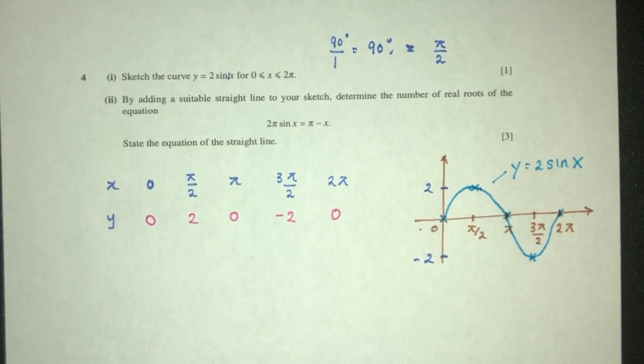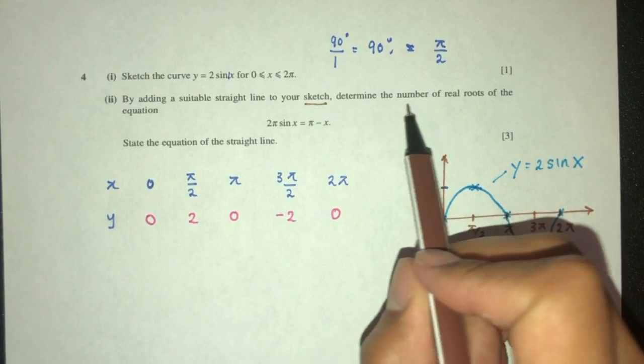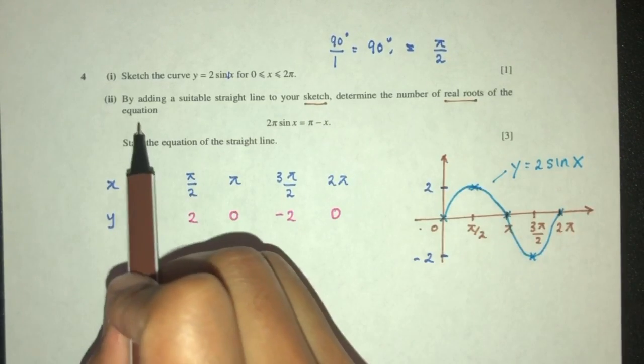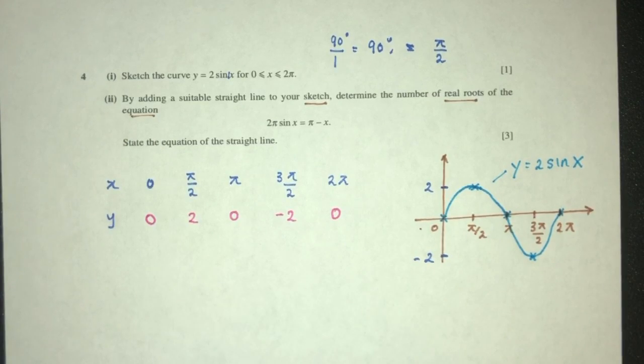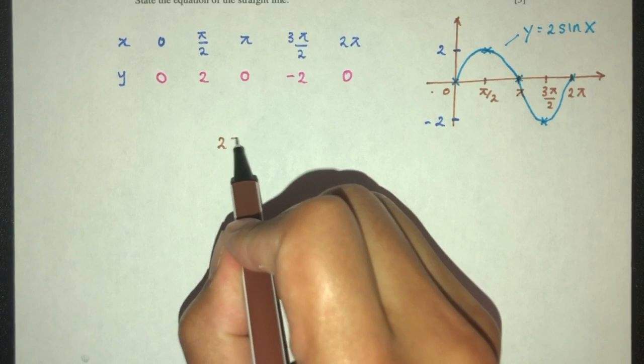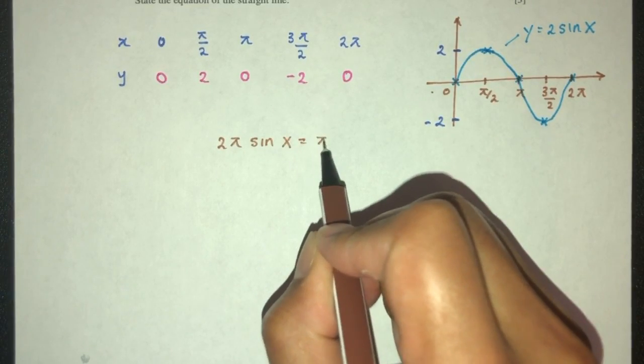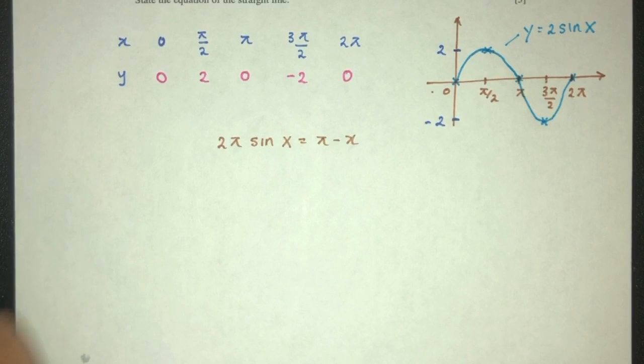It's only 1 mark. Now for part 2, by adding a suitable straight line to your sketch, determine the number of real roots of the equation. So pretty easy. Let's have a look. So we have the equation here, 2 sine x equal to this minus this. Now, we have to understand, why did they ask us this question after number 1?